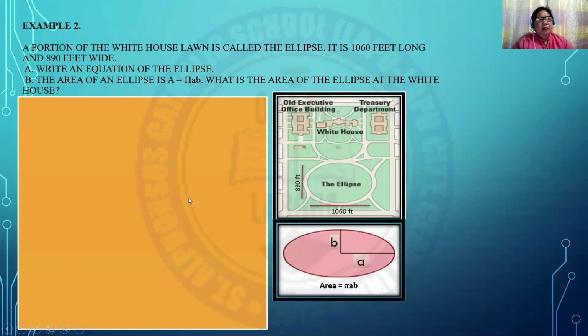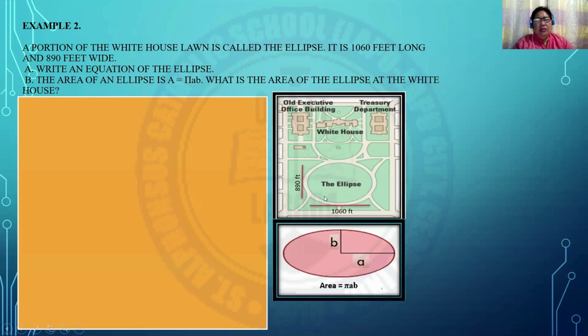Example number 2. A portion of the White House lawn is called the ellipse. It is 1,060 feet long and 890 feet wide. Write an equation of the ellipse. The area of an ellipse is equivalent to pi ab. What is the area of the ellipse at the White House?